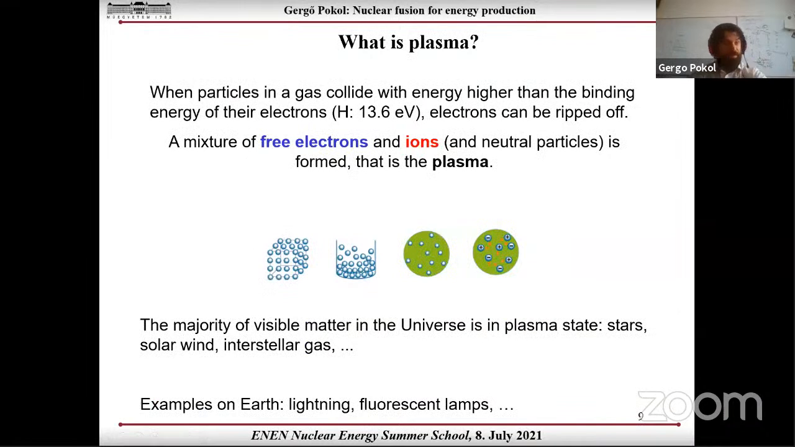And we need to learn what kind of material we have there. At these high energies, the collisions really rip the electrons off the ions, so that we have a mixture of free electrons and ions. And that's what we call plasma. And that's where plasma physics comes into fusion energy production.